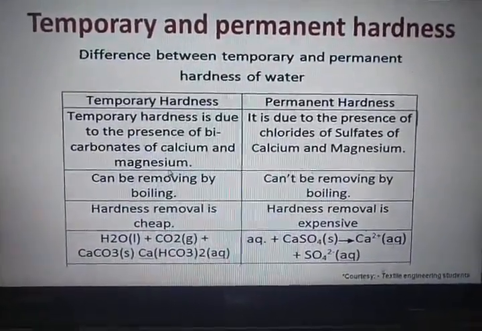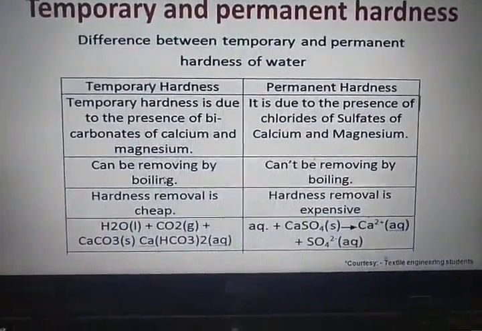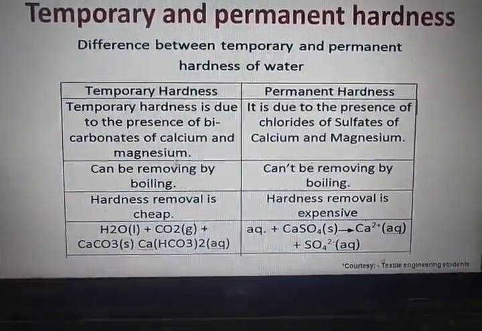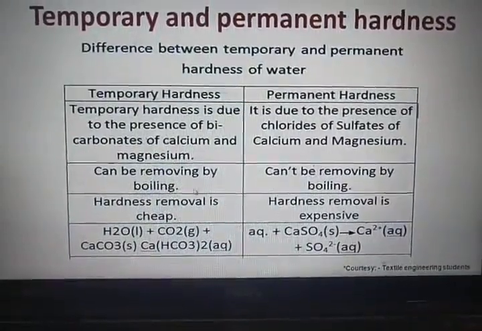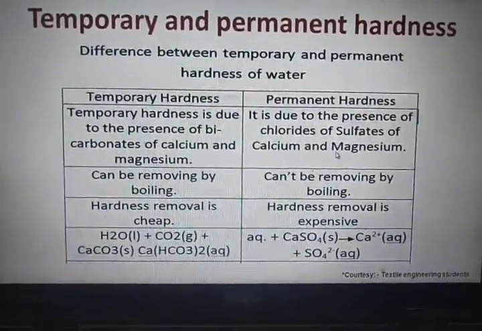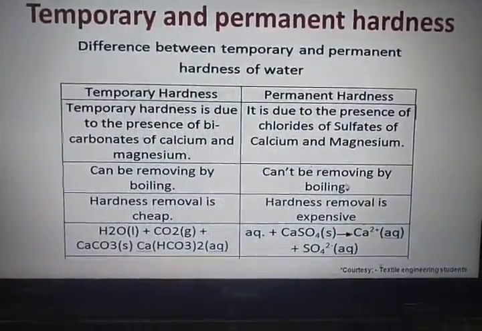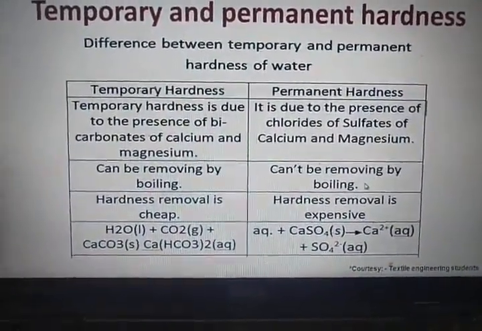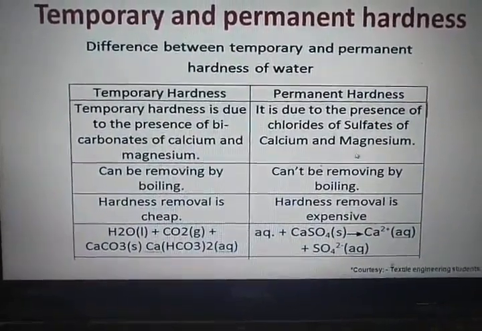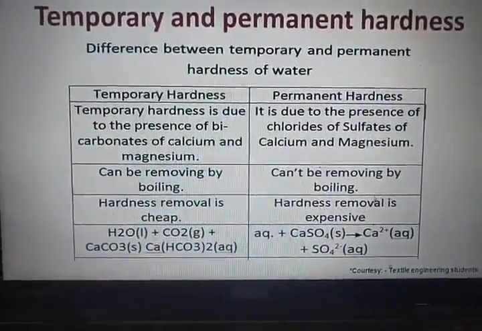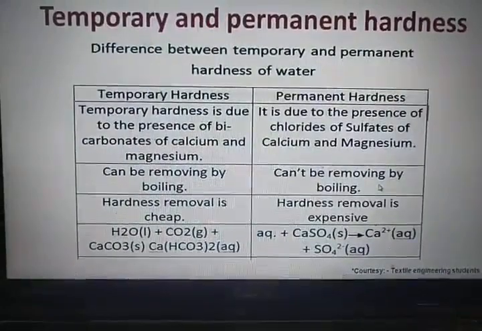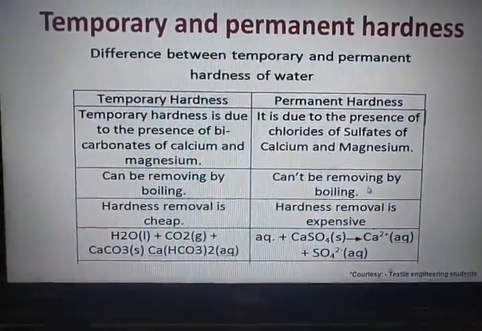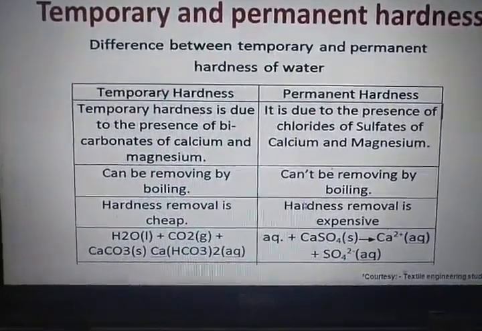This temporary hardness can be easily removed by simple boiling, so that all these calcium and magnesium ions get precipitated in the form of a white precipitate. Permanent hardness cannot be removed by boiling. Here we need some extra effort, maybe with the help of the ion exchange process, passing the water through a bed of zeolite, or maybe usage of membrane technologies.